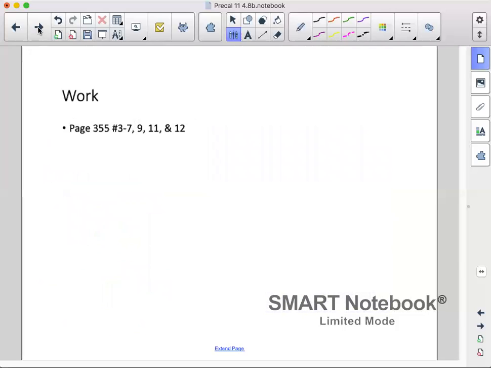Okay, practice work for this section is found on page 355, numbers 3 to 7, 9, 11, and 12.